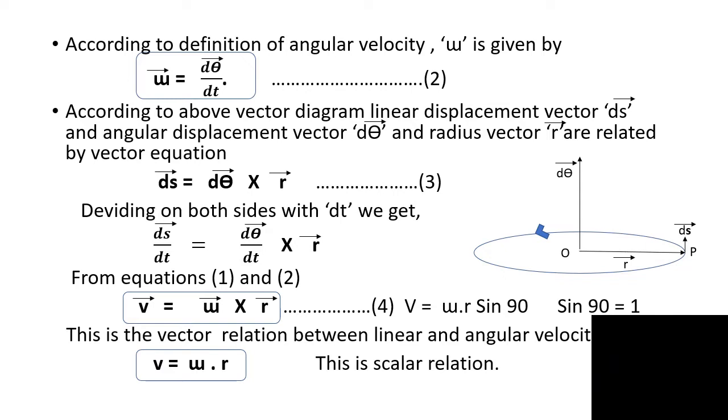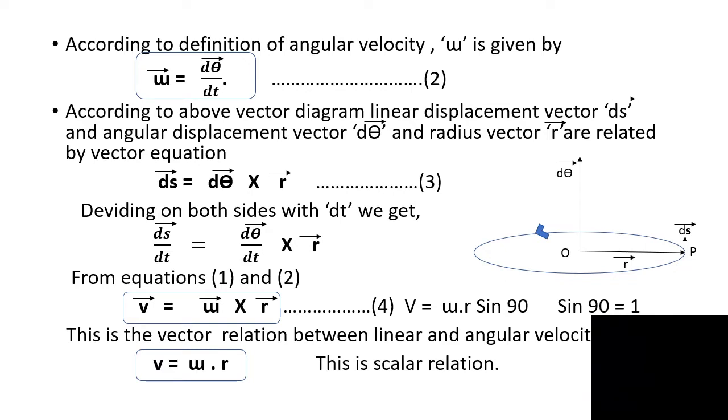From equations 1 and 2, ds bar upon dt is the linear velocity vector v bar, and d theta bar upon dt is the angular velocity vector omega bar. Therefore, we get v bar equal to omega bar cross r bar. This is an example of a cross product, omega bar cross r bar.